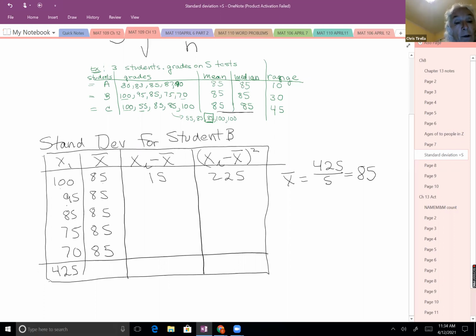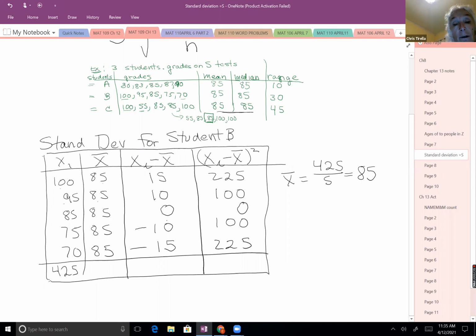What's the next one? 95 minus 85 is 10. Squared is 100. 85 minus 85 is 0. Squared is 0. 75 minus 85, that would be negative 10. Squared is 100. 70 minus 85 would be negative 15. Again, remember, no matter what your calculator tells you, when you're squaring a number, the result should always be positive. So that's positive 225.